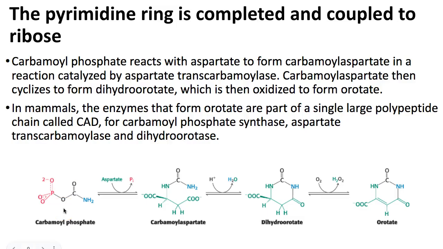So how do we start making this pyrimidine ring? Once again, it reacts with the amino acid aspartate. Do note that this enzyme is aspartate transcarbamylase. And so it produces this intermediate, which gets protonated and then finally oxidized to end up forming this orotate.